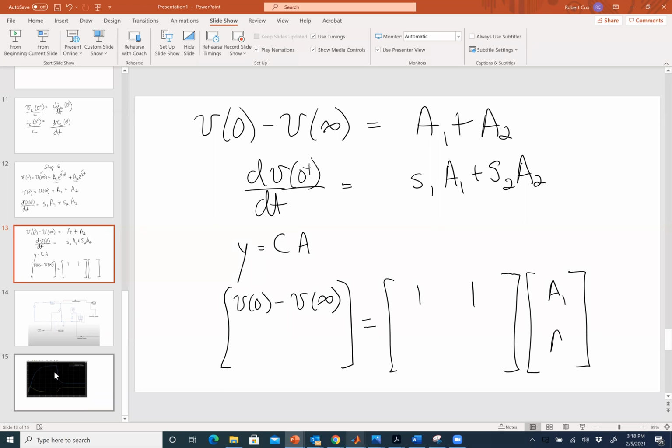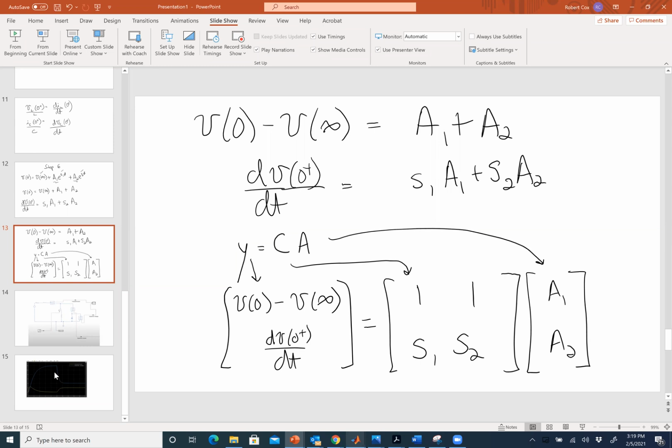And then A1, A2 here, right? So 1 times A1 plus 1 times A2. And then what do I put in the bottom row? dV of 0 dt. And then for the coefficients, S1, S2. Like that. So this is my C, this is my Y, this is my A. And I say A equals C inverse times Y.